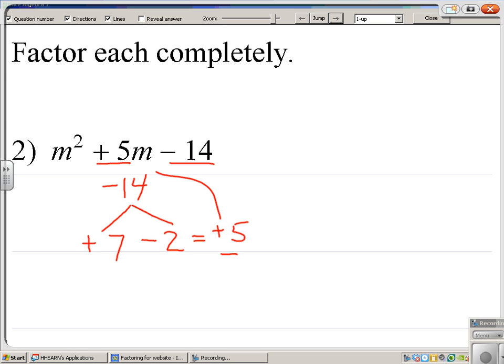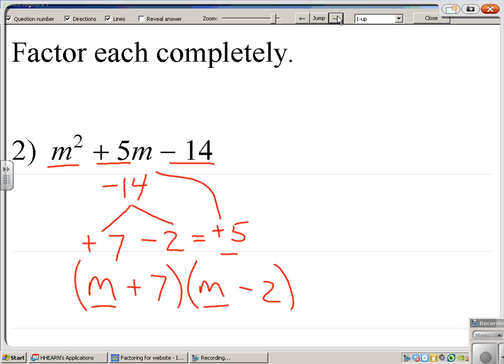So just like the last slide, we can now place those. We know this guy factors. We know my first two factors have to multiply to be m squared, and my last two terms, excuse me, are 7 and negative 2, our magic numbers.